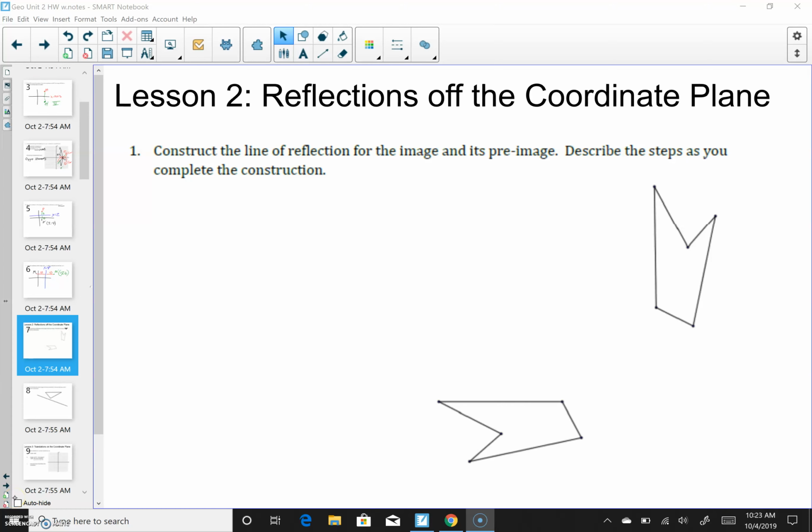For Lesson 2's homework, reflections off the coordinate plane, we need to make sure that we use our compass to first construct the perpendicular bisector line that will represent our line of reflection, and then second, we'll actually do the perpendicular from a point off the line to get our new shape like in problem number 2.